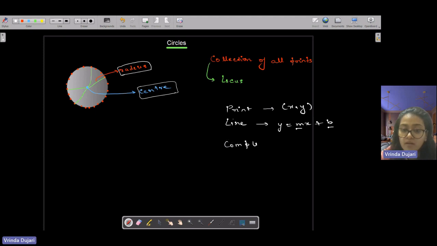Then a complex number, which is in the form of z equals a plus ib. You can plot a complex number on the coordinate plane. We have just seen that. Now, even a circle can be plotted on the coordinate plane. So this is what we're going to do now.